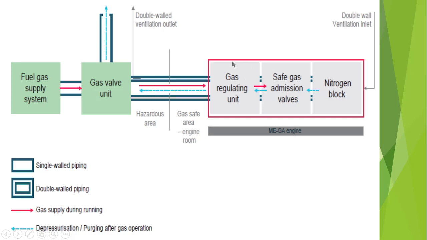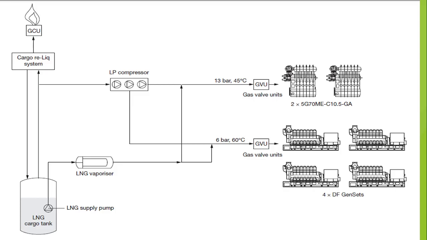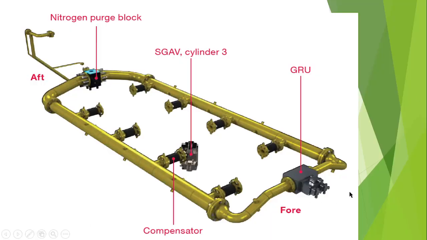So this GRU is basically one in number, and this nitrogen block is also one in number, but the safe gas admission valve is on each individual cylinder. In each individual cylinder liner, it is two in number. So if it is a 4 cylinder unit, it will be 4 into 2, 8 in number. Here is a GRU, here is an SGAV, the safe gas admission valve, and here is the nitrogen block.